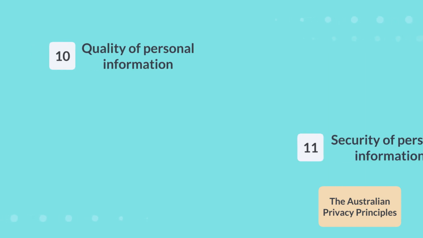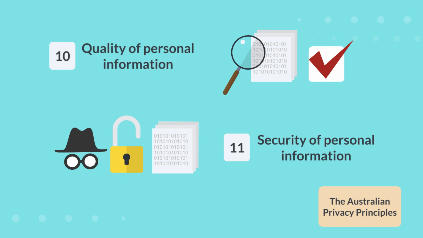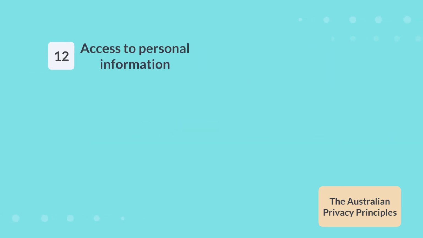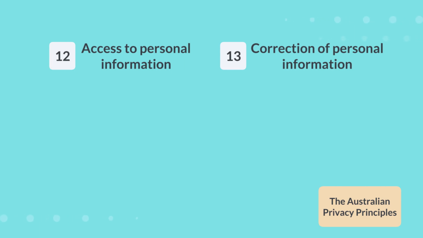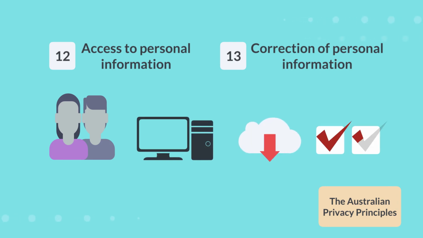The next section, data integrity, covers 2 principles: the need to maintain the accuracy and security of individuals' data. The last 2 principles are access and correction. Put simply, these 2 principles require an organization to firstly give a person access to the data they hold about them if requested, and secondly to correct their data if the individual requests it.